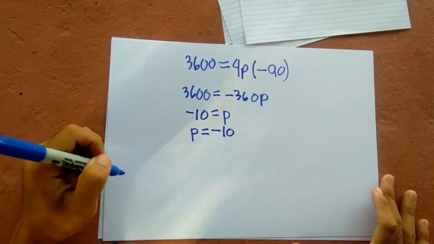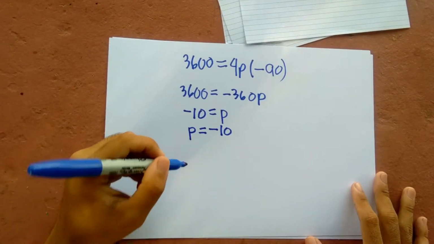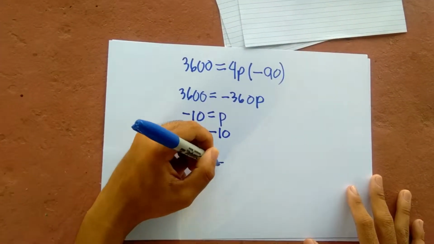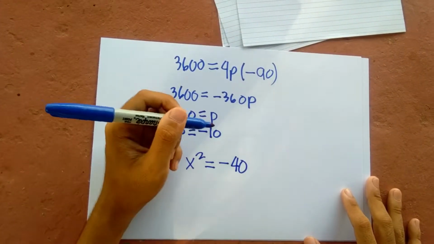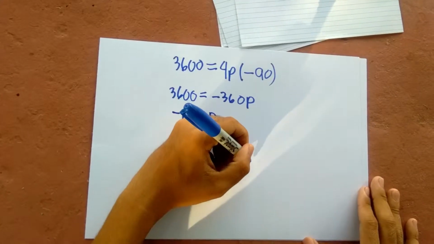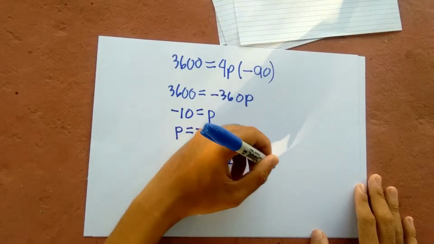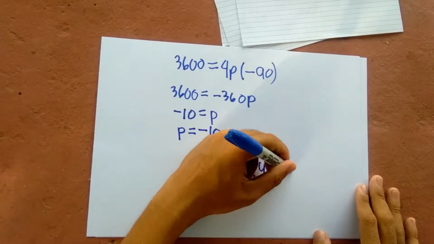And there we have the equation of the parabola: x^2 = -40(y - 90), since it is 4p times the quantity (y - 90).